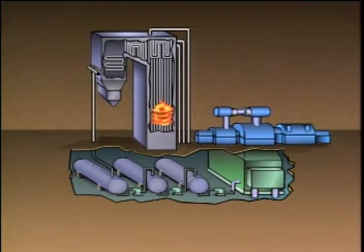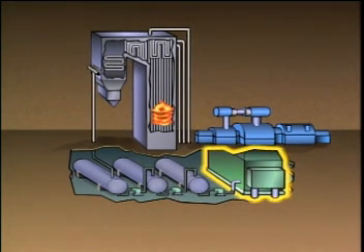The steam that passes through the turbine next enters the condenser. In the condenser, additional energy is removed from the low-pressure, low-temperature steam to cool it and convert it back into water.